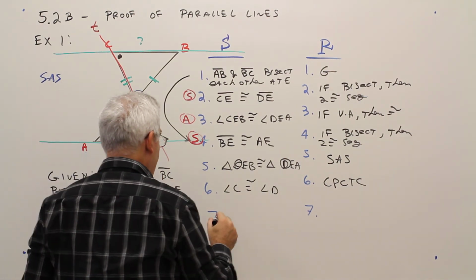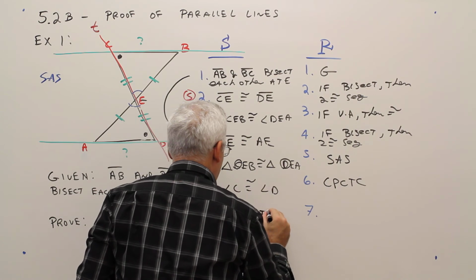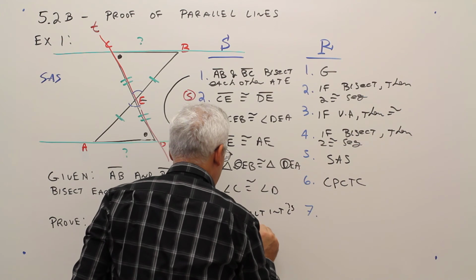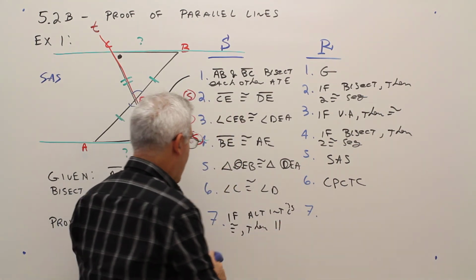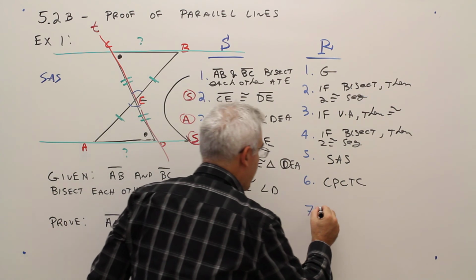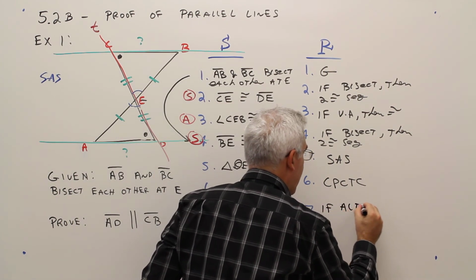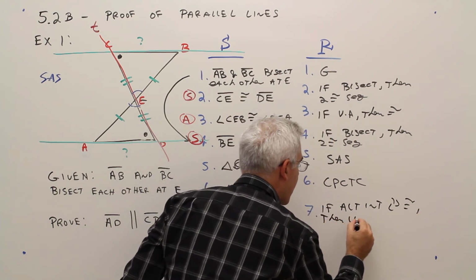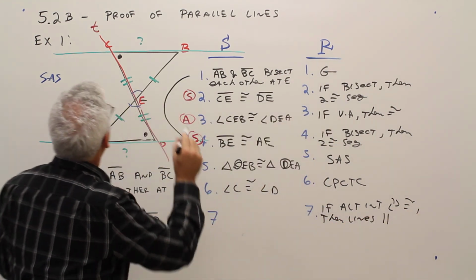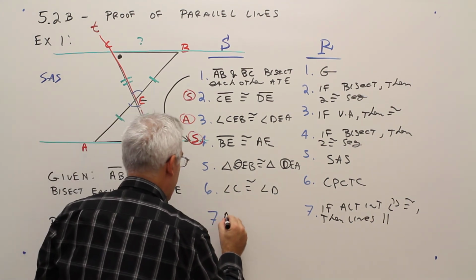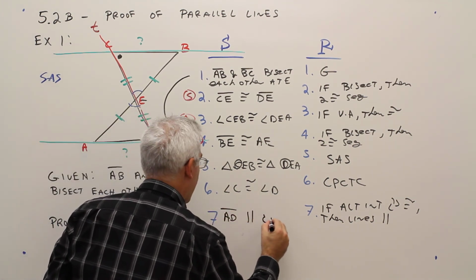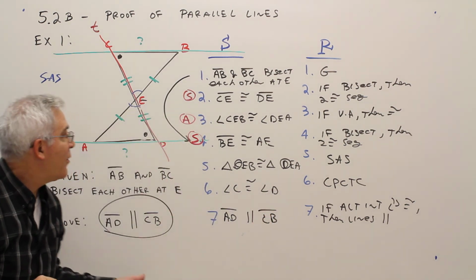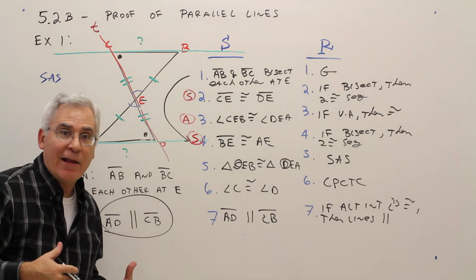So I gotta say, if alternate interior angles congruent, then the lines, oops, that was the reason, I'm sorry. If alternate interior angles congruent, then the lines are parallel. And I was trying to get this right here: AD is parallel to CB. So there you have it, how to do a basic proof of getting lines proven parallel.